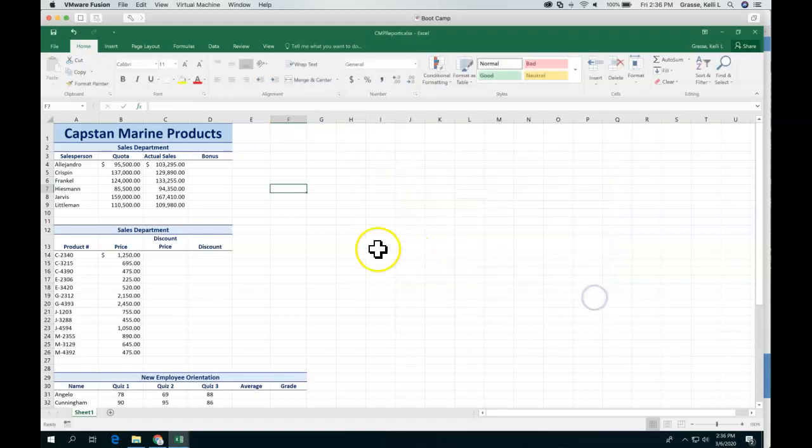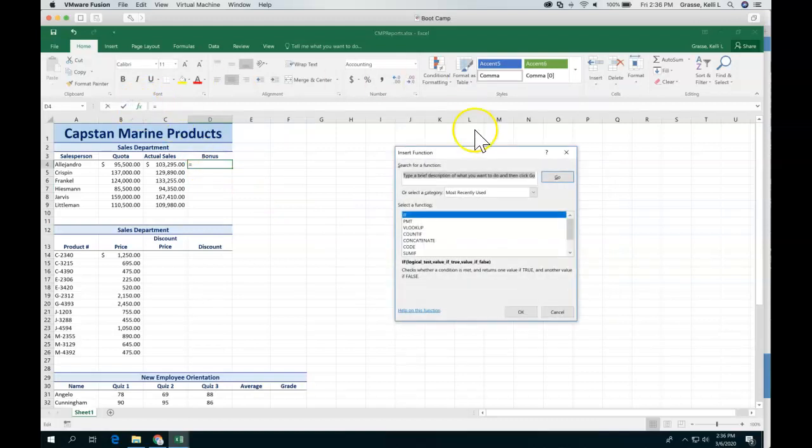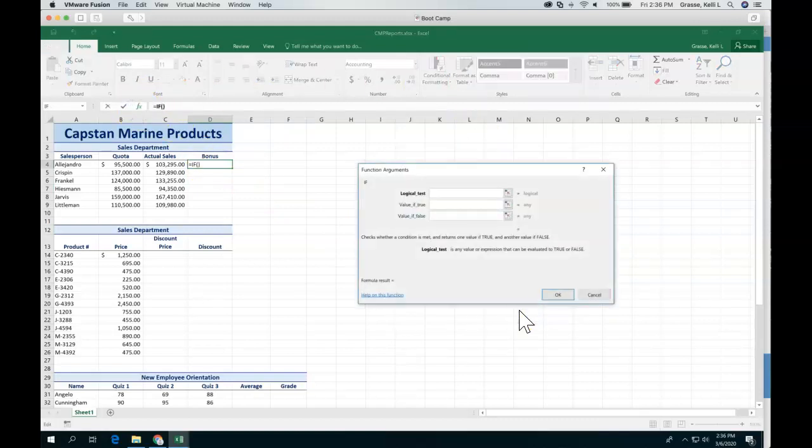Except I just put that in the wrong cell. So let's try that again. D4, FX, if. So again, I'm following page 205 in the book if you wanted to follow in the book. But again, what we're doing here is we're going to ask a question of the data. We're going to tell Excel to look at this information. We're going to say, look at the quota, look at the sales. If the actual sales is greater than the quota, we're going to give them a bonus. And if not, we're not.